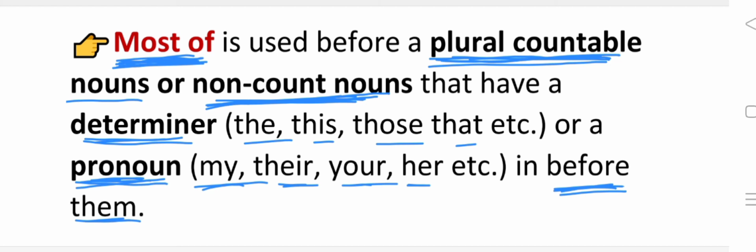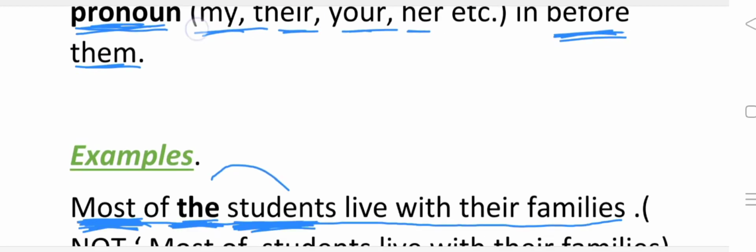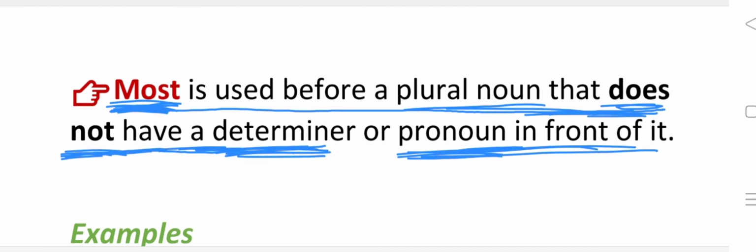So we discussed that most of is used before plural countable nouns or non-count nouns that have determiners or pronouns before them, while most is used whenever we do not have a determiner or pronoun in front of nouns.